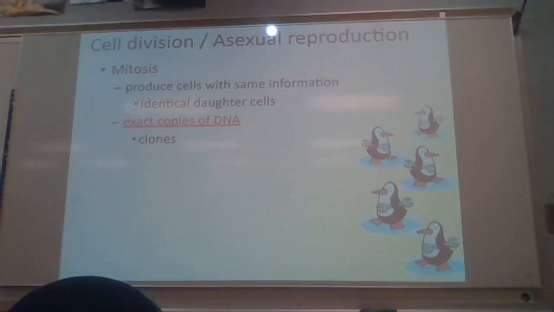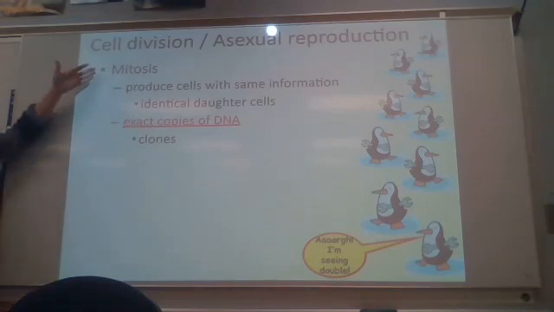Okay, so just some quick slides, and then we'll get into the group discussion today. So for cell division, for asexual reproduction, if you're a eukaryote, you're going through mitosis. And so we've already mentioned this a couple times. In this case, you're producing cells with exactly the same genetic information. So you're making identical daughter cells.